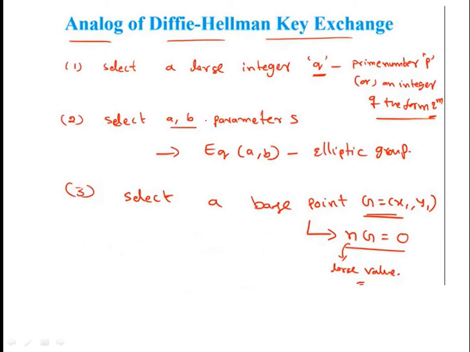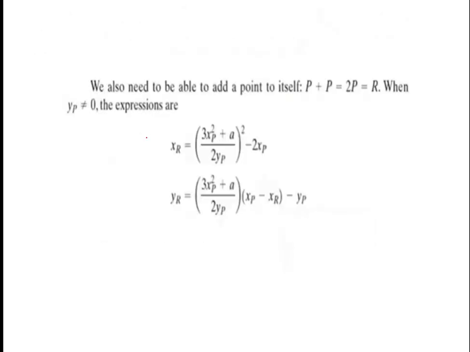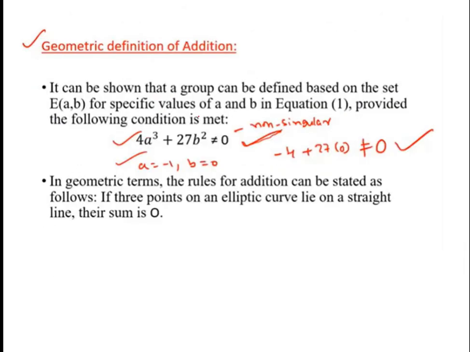Next, select the a, b parameters. We have to select two parameters, a and b. How to select these parameters? Already we have seen there is a formula, 4a cube plus 27b square, which should not be equal to 0. By using this formula, we have to calculate the a and b values, or check whether those a and b values are correct or wrong.